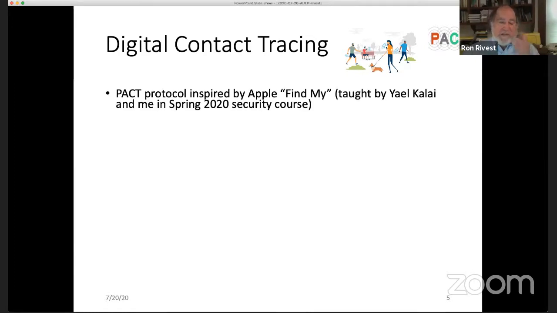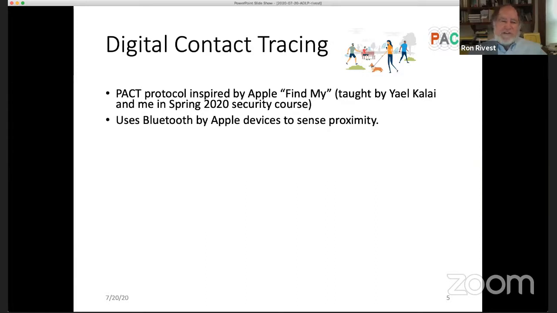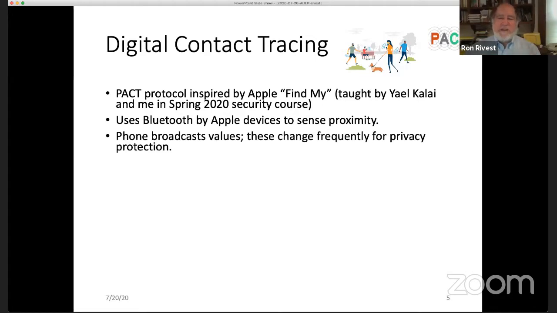My own involvement in this came about when I was teaching with Yael Kalai, who many of you I'm sure know, last spring, a security course. We talked about the Apple Find My protocol, which is designed to help you find a lost phone. This is a very clever protocol designed by Apple, and it uses Apple devices and Bluetooth technology to help sense proximity between pairs of such devices, say two phones. The phone broadcasts values. These values change frequently for privacy protection. So you can't just say, I've heard this person's phone because I know what they're broadcasting. That changes every few minutes. There are lots of other protections for privacy there. This is a very clever protocol where Apple itself does not know which phones were near other phones.